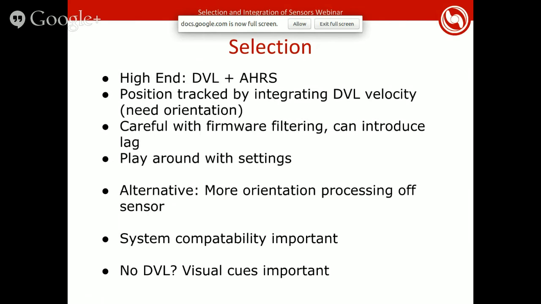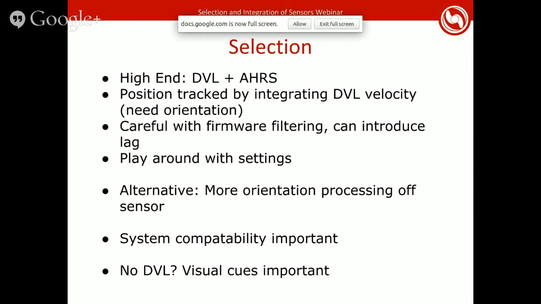So if you don't have a DVL for velocity measurements, position is actually very difficult. One of the things you could do is use visual cues. You can do visual servoing. If you don't have a DVL, you probably realize that it's very hard to stay still because you don't really know how fast you're moving. Sure, you can integrate your thrusters, you can integrate your accelerations, but like I said, that's prone to drift.